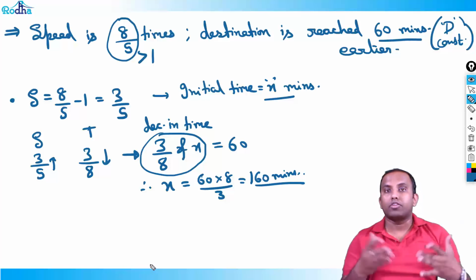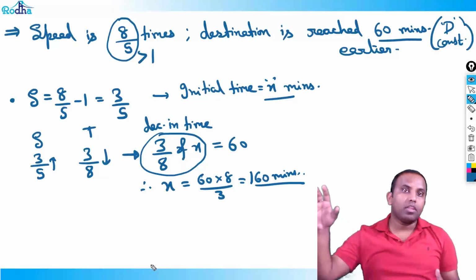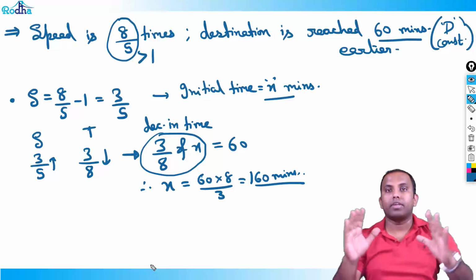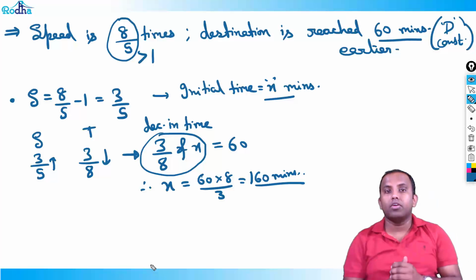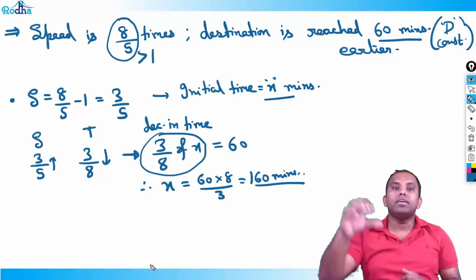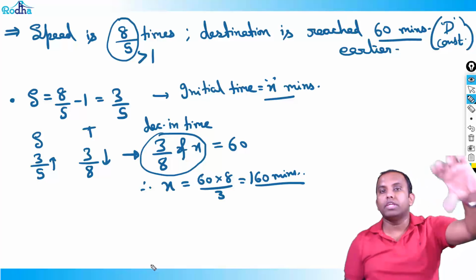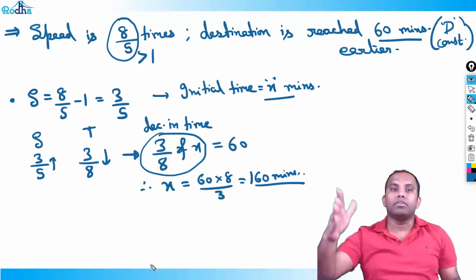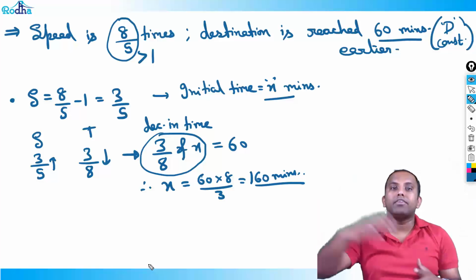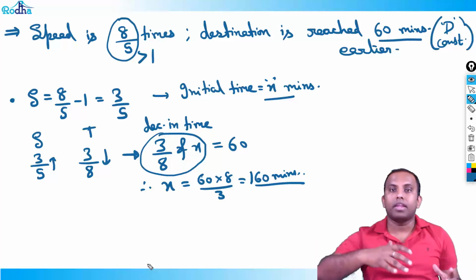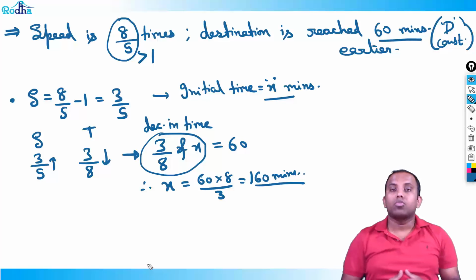From the next class, next video, I would like to give you lots of questions sequentially, so all this concept will be utilized. Just get this concept very fast in mind. Speed is increased by 3 by 5, time is decreased by 3 by 8. Initial time, let's say, was x minutes for reaching the destination, but now speed has become 8 by 5 times, so the destination is reached 60 minutes earlier, that is x minus 60.